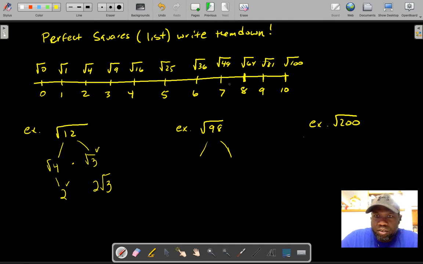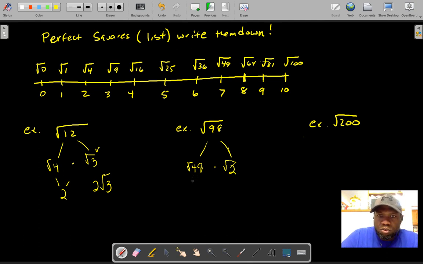Looking at this, 81 can't go into 98, 64 can't go into 98, but 49, does that go into 98? Yeah, because 49 times 2 gives me 98. So let's do that. Let's do the square root of 49 times the square root of 2.